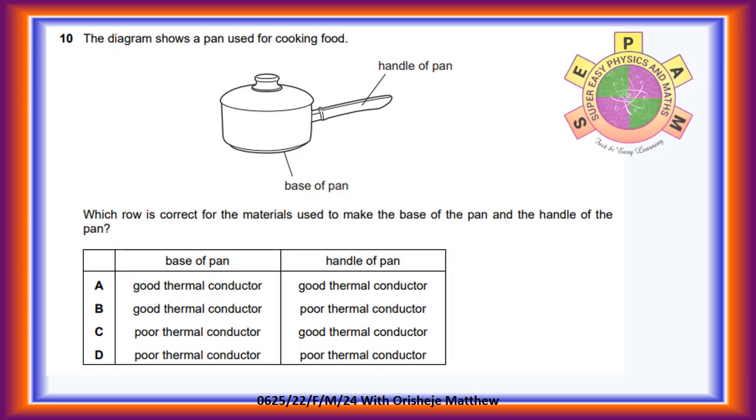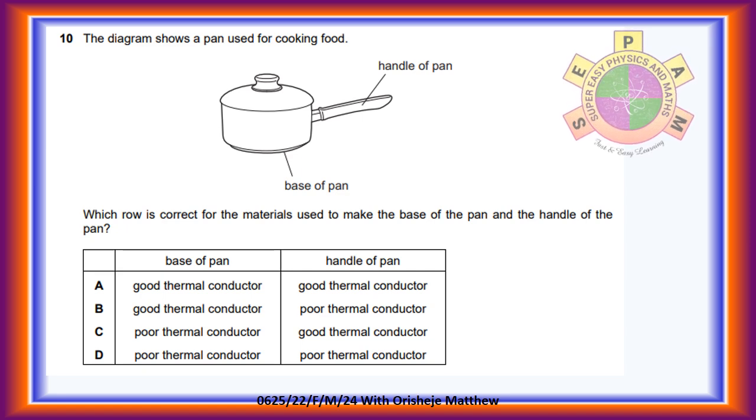Question 10. The diagram shows a pan used for cooking food. Which row is correct for the materials used to make the base of the pan and the handle of the pan? Handle is made with a poor thermal conductor. Base of pan is made of good thermal conductor. Pan handle: we want the handle to stay cool while cooking, so it shouldn't readily conduct heat from the hot pan bottom to your hand.